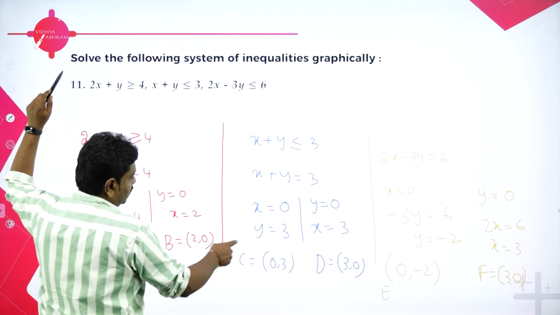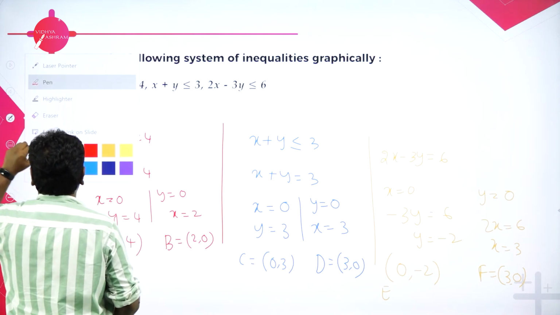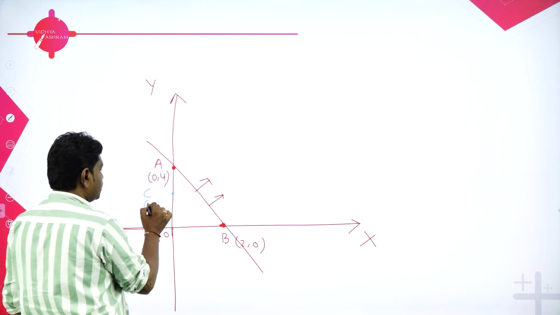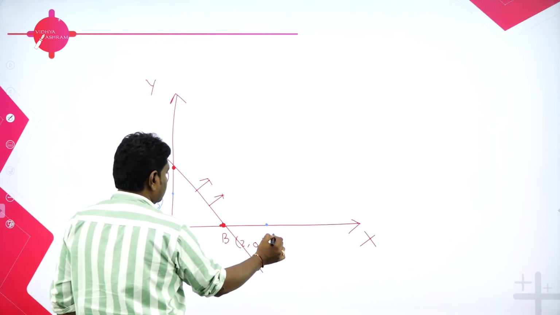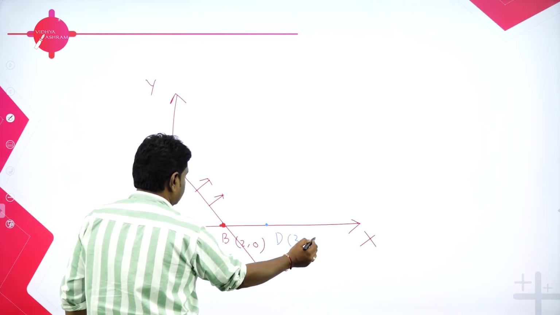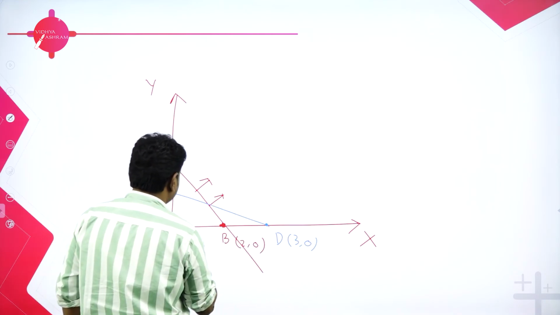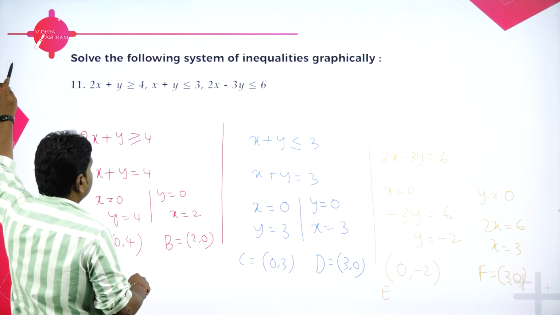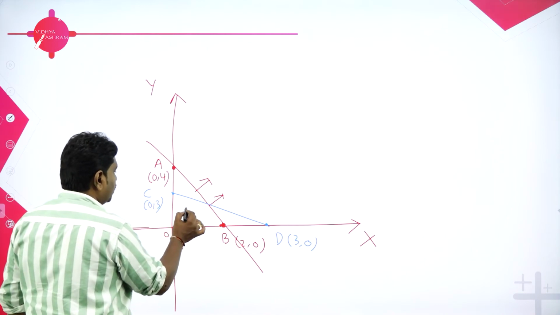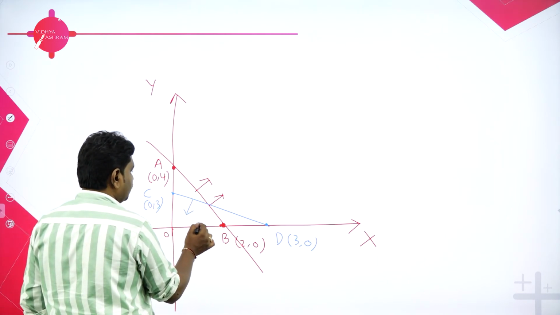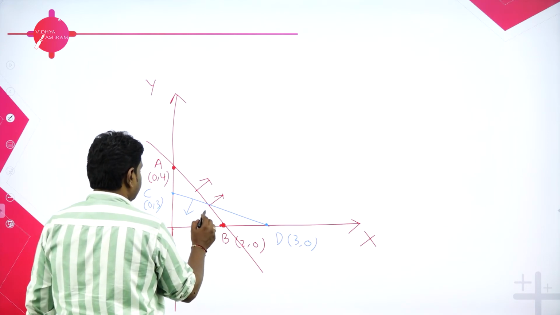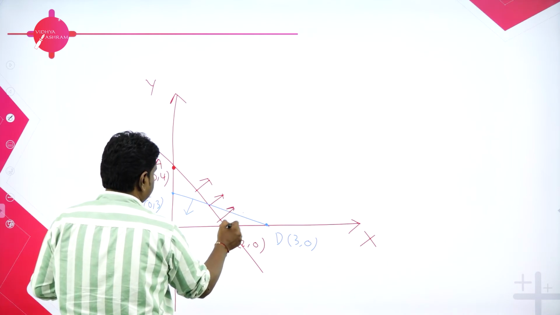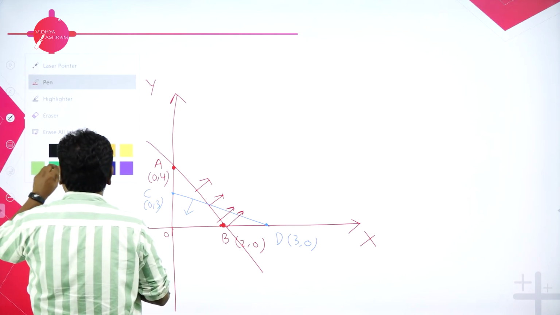Then the next line. 0, 3, 3, 0, a little less than this. See D, 3, 0 after this. Now, it is less than, so less than means shade below, and the arrow mark is like this. For this red line, the arrow mark is above. For the blue line, the arrow mark is below.